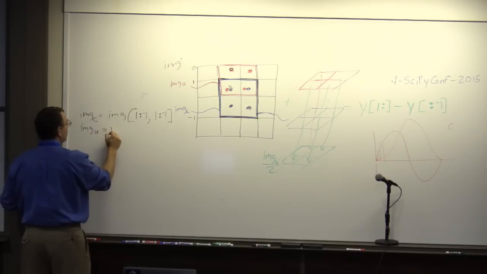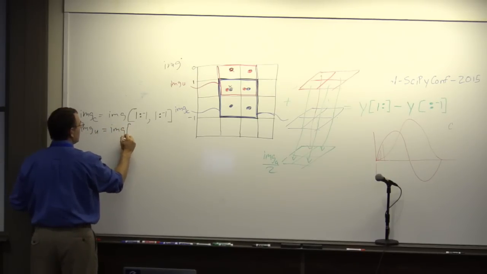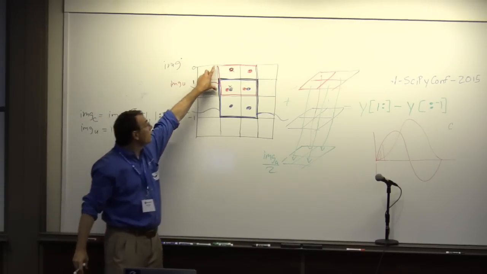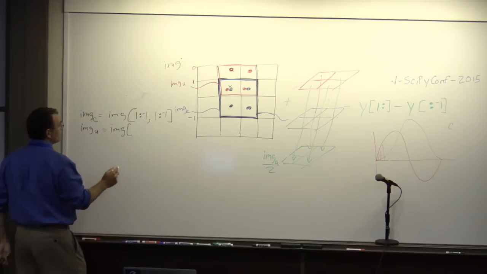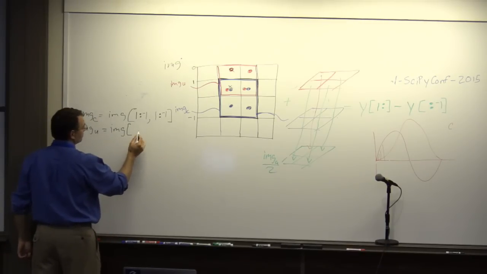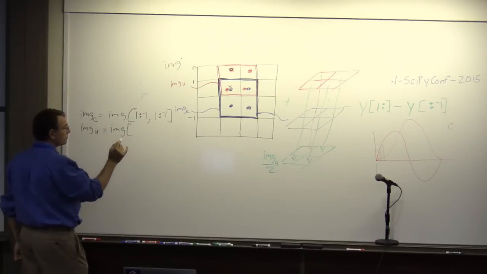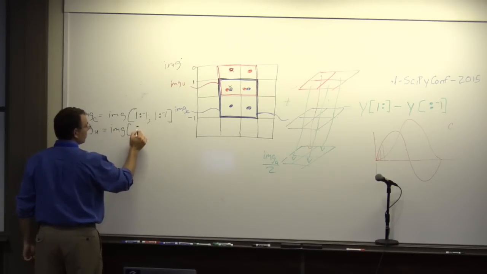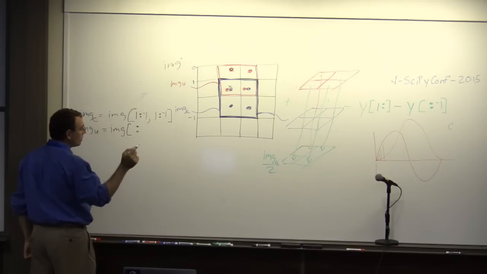If I do image upper, I have IMG. That's up here. Now, how are we going to index that one in rows? Well, it starts at the beginning. Colon, what was, I heard somebody over here?